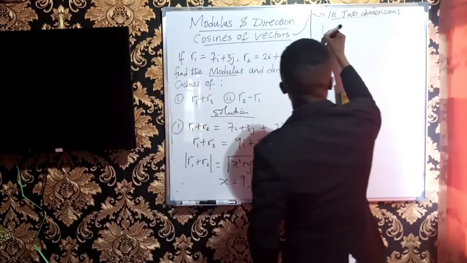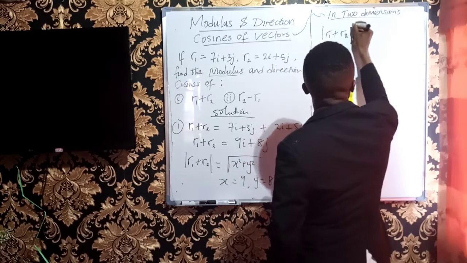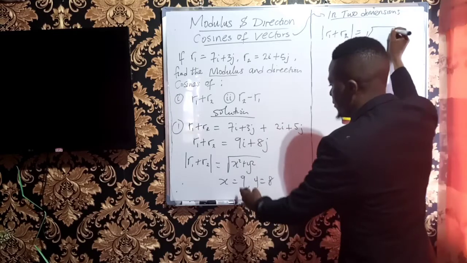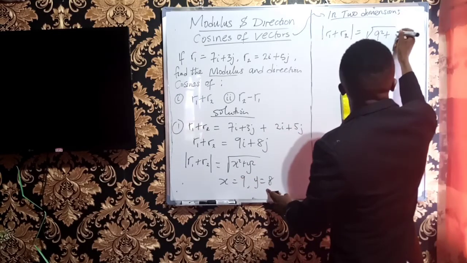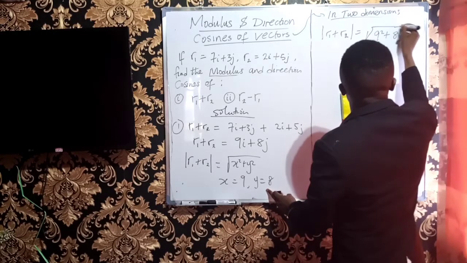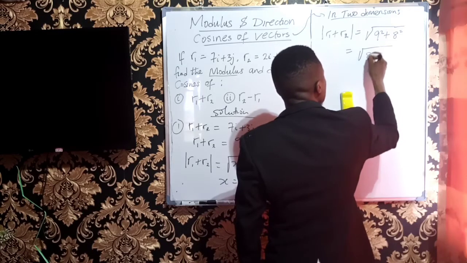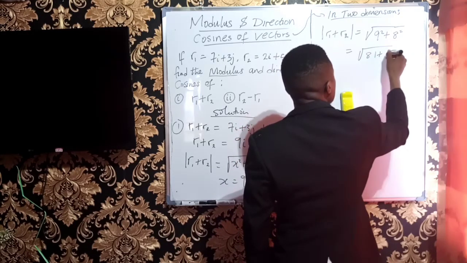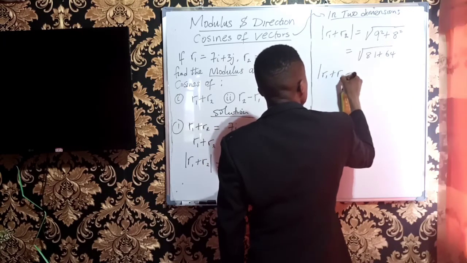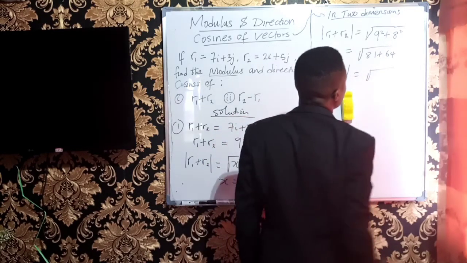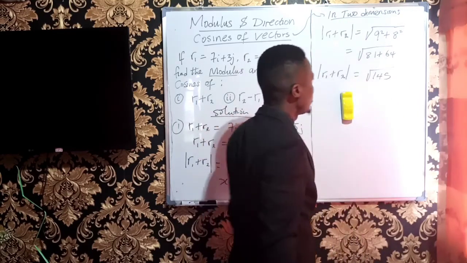So now, the modulus of r1 plus r2 will give me the square root of x squared, which is now 9 squared, plus y squared, which will be 8 squared. So this will give me the square root of 9 squared is 81, and 8 squared is 64. So the modulus of r1 plus r2 will give me the square root of 145. When I add together, I'm getting 145.